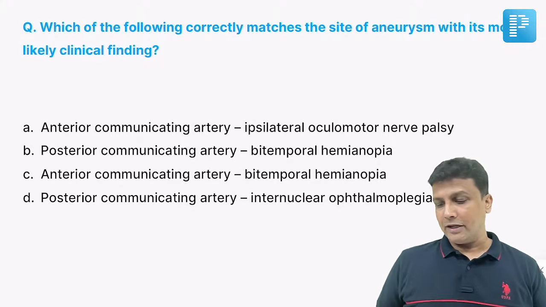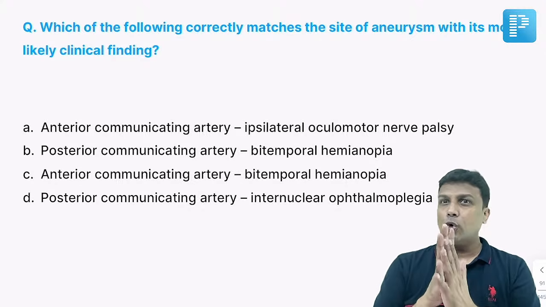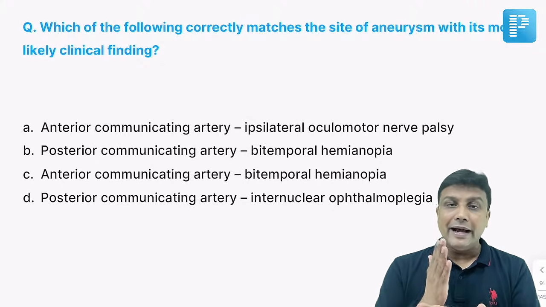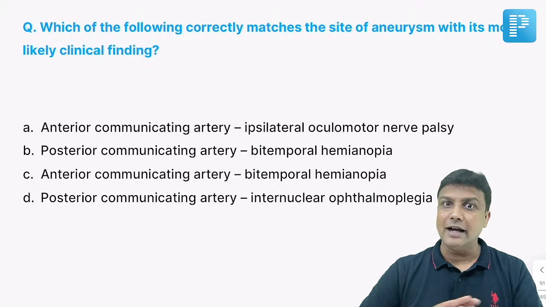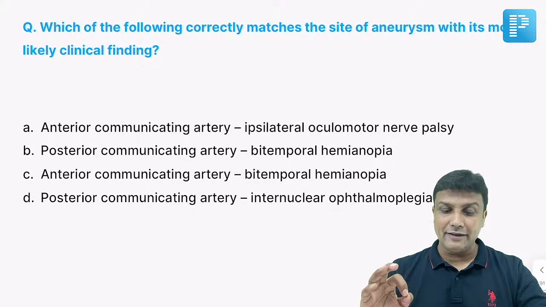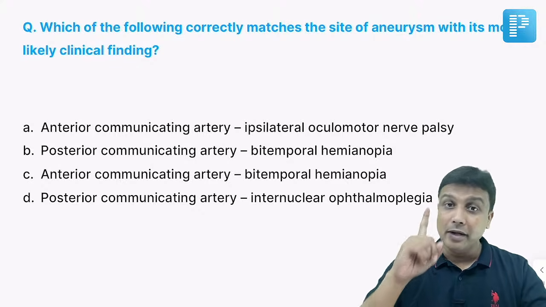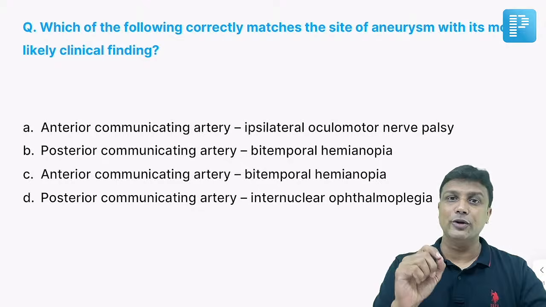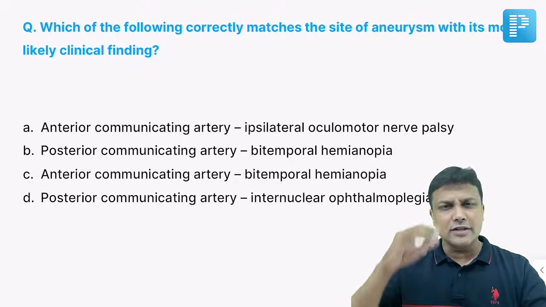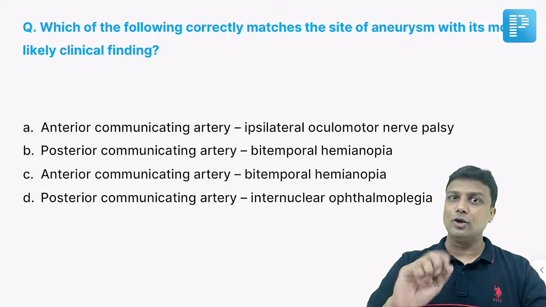Which of the following correctly matches the site of aneurysm with its most likely clinical finding? I think you're understanding, my dear friends. Don't try to just see the answers here. When you are solving along with me, concepts are very much important. Don't try to solve just the answers and leave it so. Whatever test we have conducted here, and whatever questions I'm showing you here, the epithelium topic is very much important to be revised for your INICET exam. Joints topic is very much important to revise. Apart from that, in histology, at least look at the cartilages: hyaline, elastic, and fibrous cartilage. Definitely the question will come.